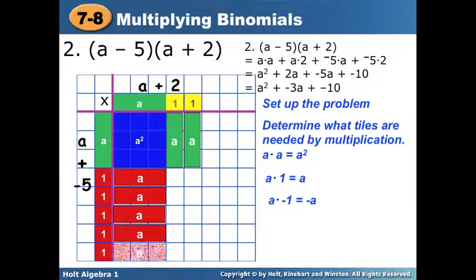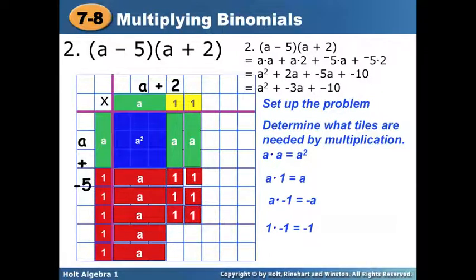A times negative 1 is negative a, or you can think about it as a times negative 5 is negative 5a. Finally, 1 times negative 1 is negative 1, or you can think about it as 2 times negative 5 is negative 10. Remember, when drawing algebra tiles on your paper, shade in the negatives. Anything you see red on the screen needs to be shaded in on your paper.